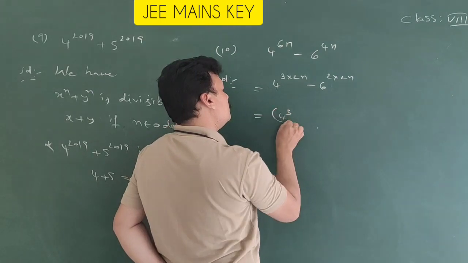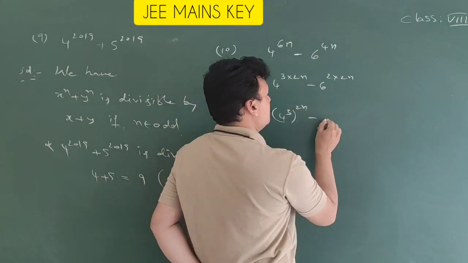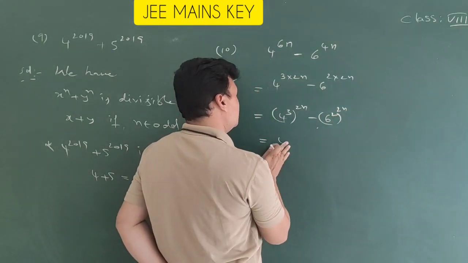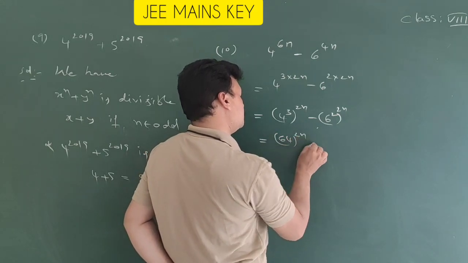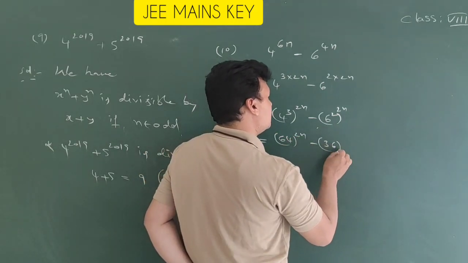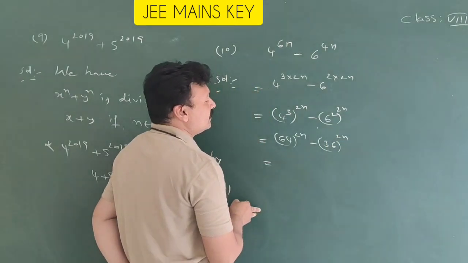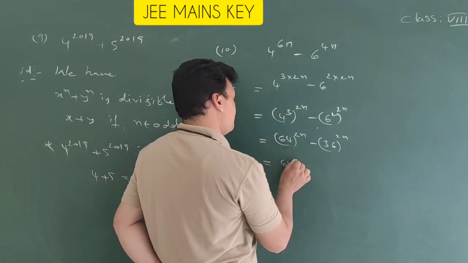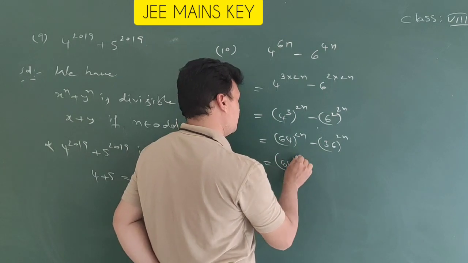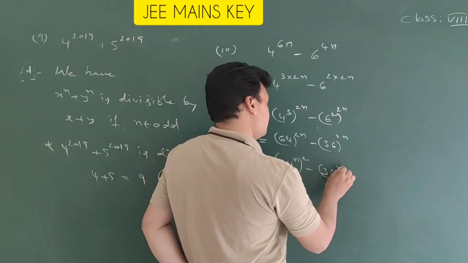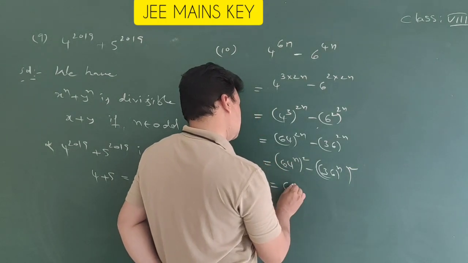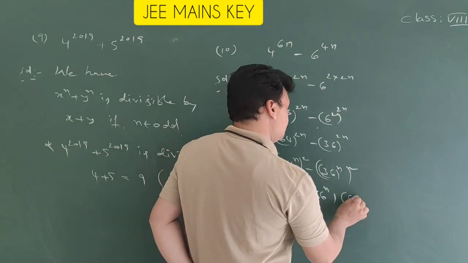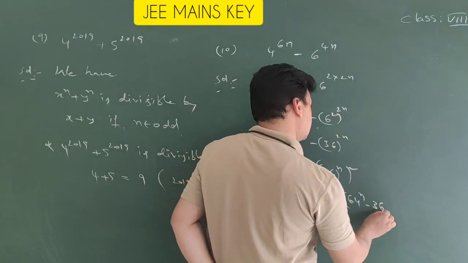Now here (4 cube) whole power 2n minus (6 square) whole power 2n. Here 4 cube means 64, so 64 whole power 2n minus 36 whole power 2n. Next, (64 power n) whole square minus (36 power n) whole square, which is (64 power n plus 36 power n) into (64 power n minus 36 power n).